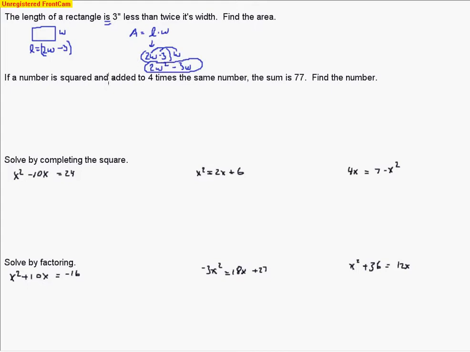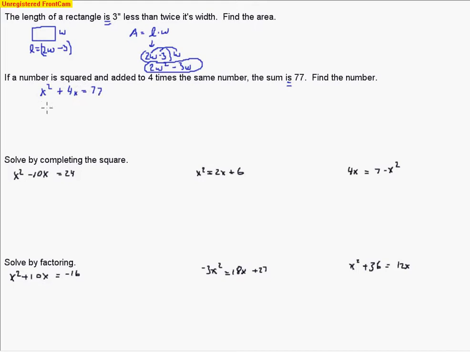From there we can go ahead and do the next one. It says if a number is squared. We don't know what the number is, so let's call x the number. A number is squared, so x squared. The number is squared and added to 4 times the same number. Added means plus 4 times the same number, x. The sum is means equals, again, equals 77.